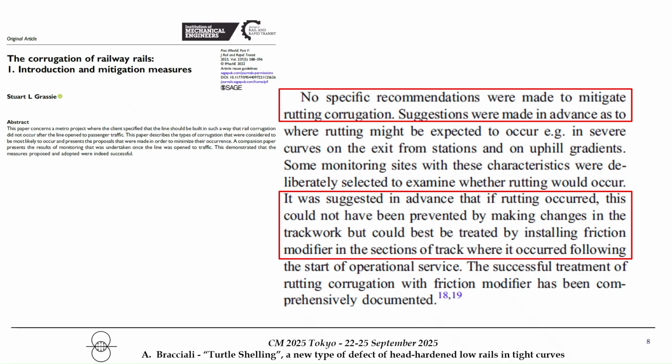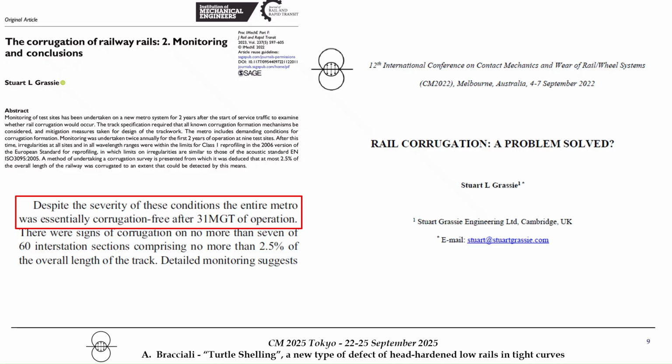That's something that we are all very familiar with in case there is some corrugation in rails. In the second, companion paper, paper 2 of the same series, he said that after 2 years of service, there was no corrugation. And this is something that he already told us, for those of you that were in Melbourne 3 years ago. He gave us this contribution saying that rail corrugation was a problem solved. I think I jumped out of my seat in surprise when I read this sentence, because I was frankly surprised.